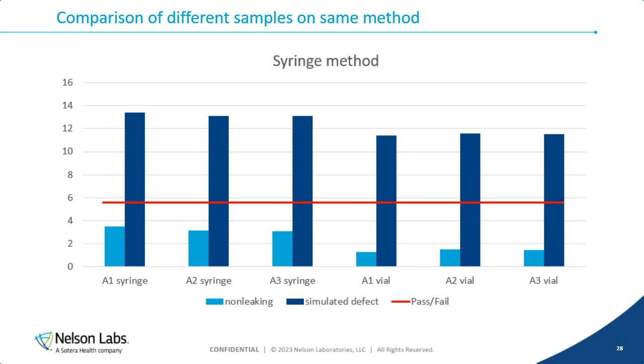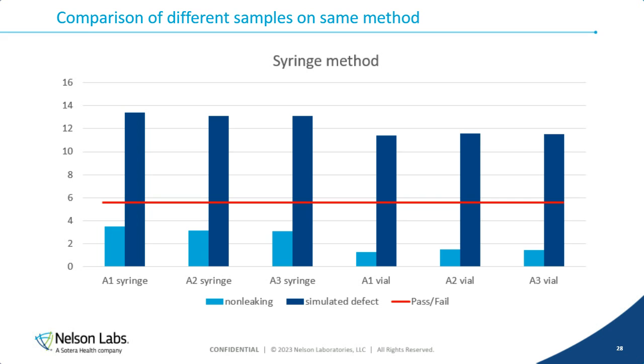Here's another example where I have different samples on the same method. And these are very different because I have one set of syringes in a syringe fixture and another set of vials in a vial fixture. Both of these fixturing setups are very optimized, so I don't have a lot of free space. These are really good fixturing setups. But still, you can see a significant difference in the flow values for both the leaking and the non-leaking parts.